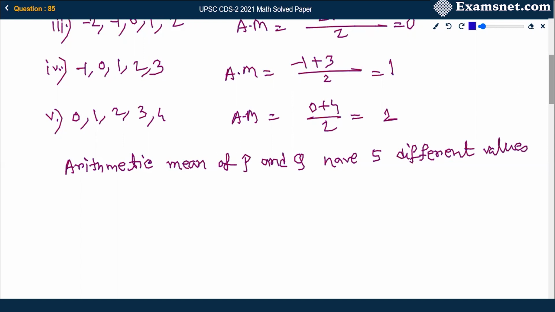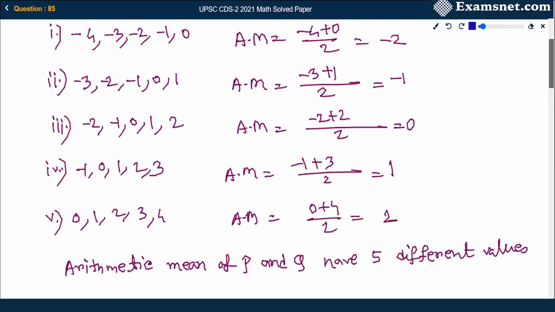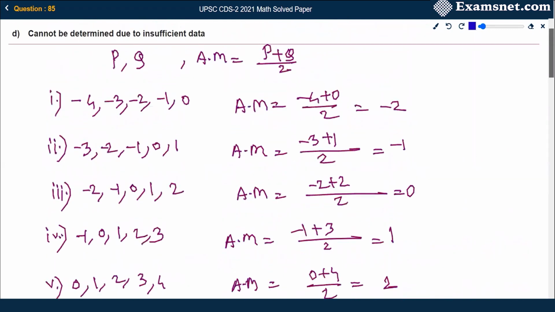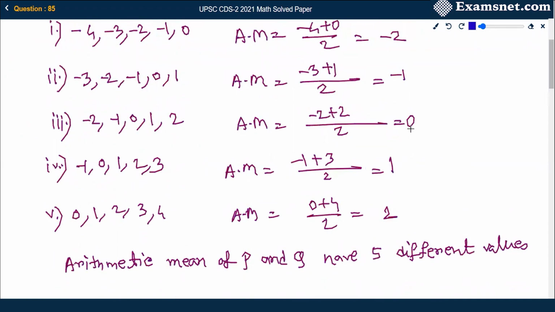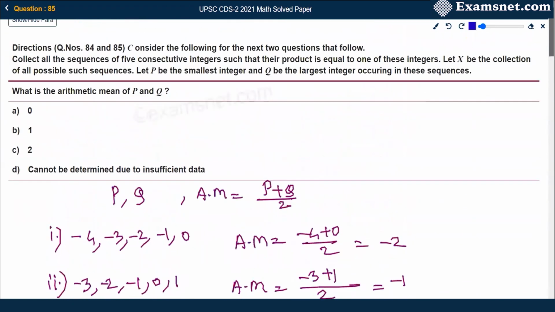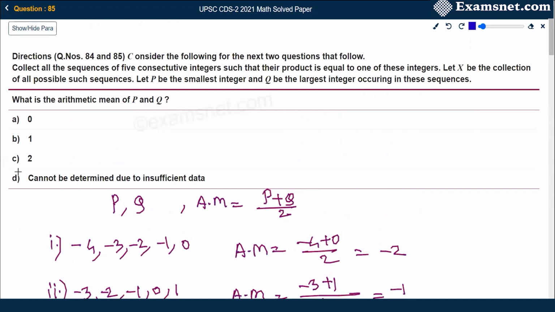Okay. So since we are not getting any particular condition for this, the answer cannot be determined due to insufficient data, because which one will we consider? We are getting different values. So we will say option D is the correct one: cannot be determined due to insufficient data.